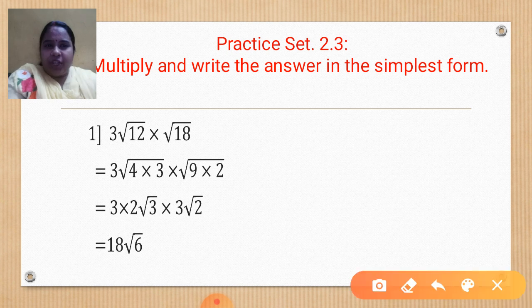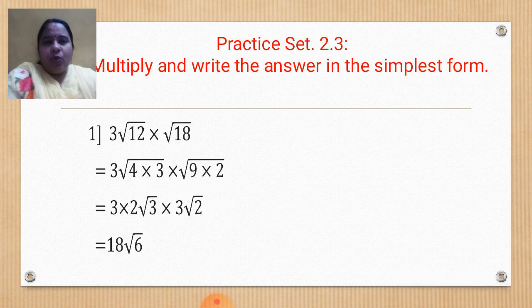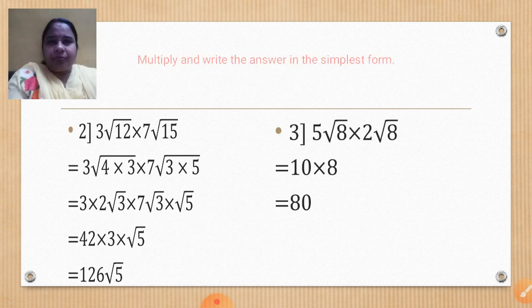Factorize the numbers which can be taken out of the root sign like this. Once you take it out of the root sign, multiply the integer part together and multiply the surds part together. Root 2 into root 3 is nothing but root 6. Okay, so I hope all the steps are clear.